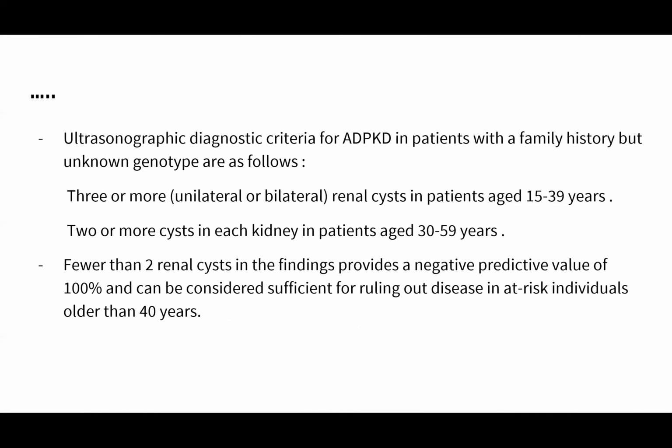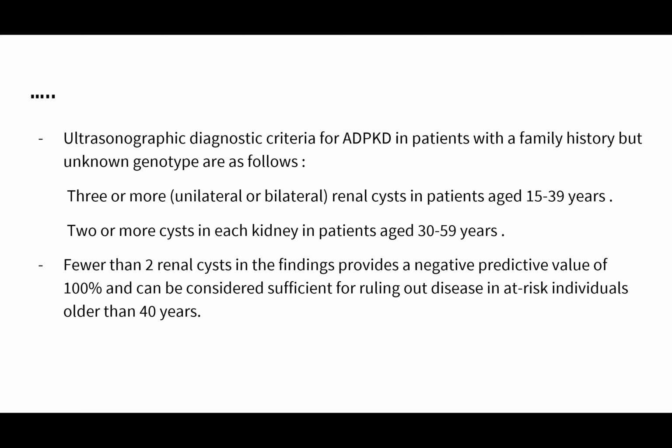Ultrasonographic diagnostic criteria for ADPKD in patients with a family history but unknown genotype are as follows. 3 or more unilateral or bilateral renal cysts in a patient aged 15 to 39 years. 2 or more cysts in each kidney in patients aged 40 to 59 years. Fewer than 2 renal cysts provides a negative predictive value of 100% and can be considered sufficient for ruling out disease in at-risk individuals older than 40 years.